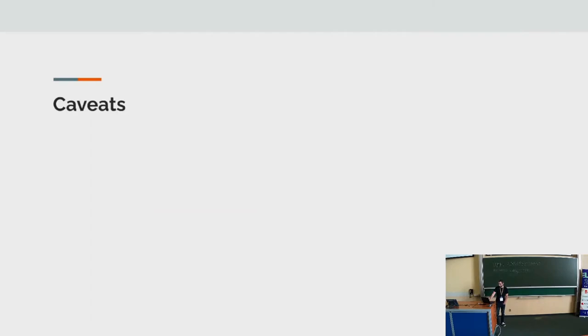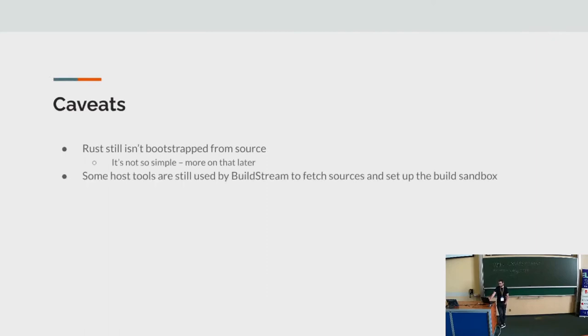So there are a few caveats. Rust can be bootstrapped from source, and it's just not simple. I'll mention it. Some host tools are still used by Buildstream itself to fetch sources and set up the build environment. So this is not an entirely purist source-only approach, but it almost is, because in the build sandbox itself, we are not introducing any kind of binary at any step, which is not the seeds themselves, the intended seed.